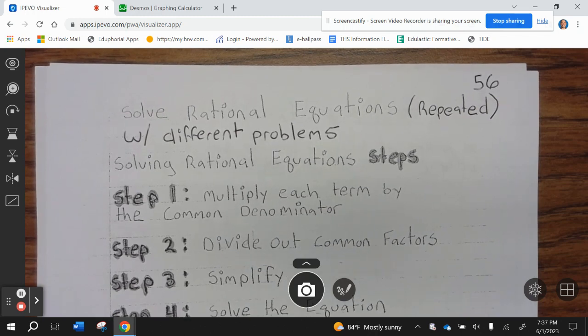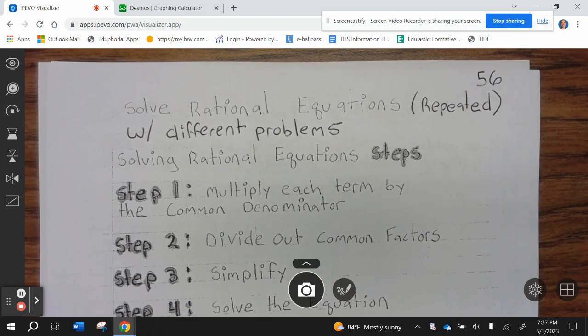Solve rational equations, repeated with different problems. You've seen this before, but we're going to go over this topic again, just to have a refresher and some extra practice.